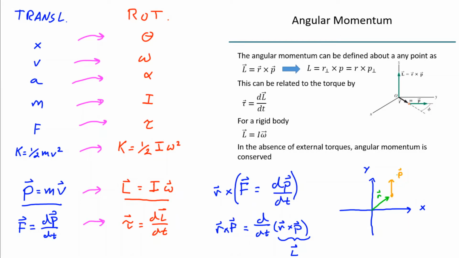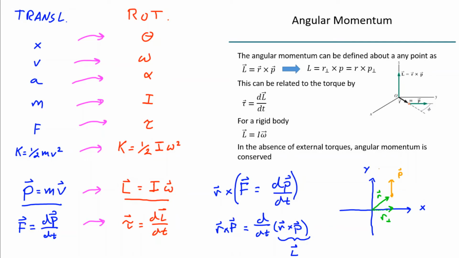So for example, in this diagram here, I have this vector r, and say this describes the position of a particle here with a momentum p. Well, the angular momentum I can either think of as the perpendicular component of r, that is the component of r that is perpendicular to p, times p. So I can say L equals r perpendicular times p.